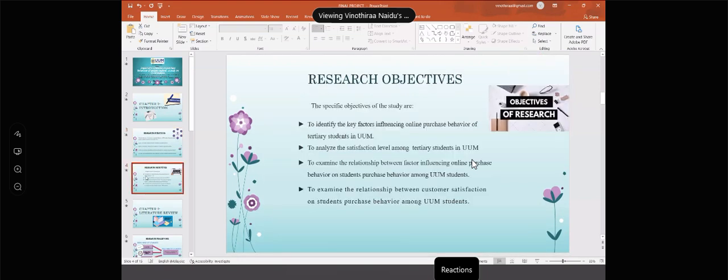So for my research objectives, we have to correlate them with our research questions. The first objective is to identify the key factors influencing the online purchase behavior of the tertiary students in UUM. Secondly, to analyze the satisfaction level among the tertiary students in UUM. Third, to examine the relationship between factors influencing online purchase behavior on students' purchase behavior among UUM students. And lastly, to examine the relationship between customer satisfaction on students' purchase behavior among the UUM students.